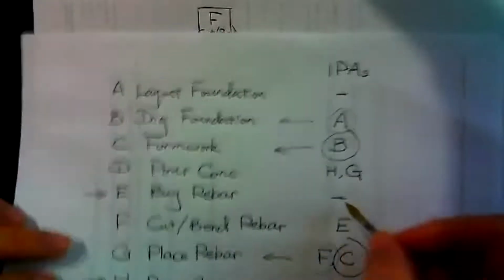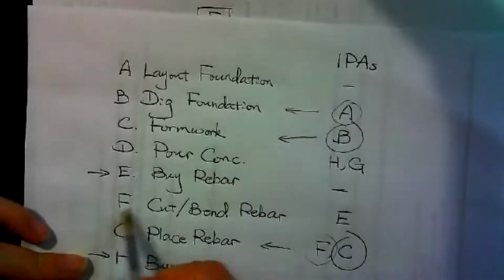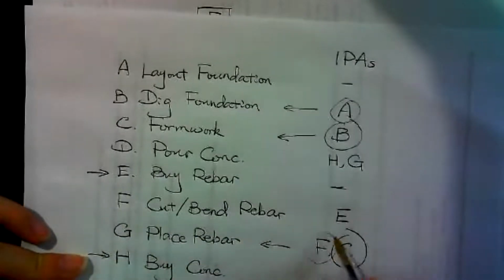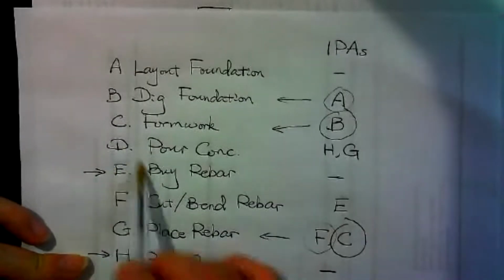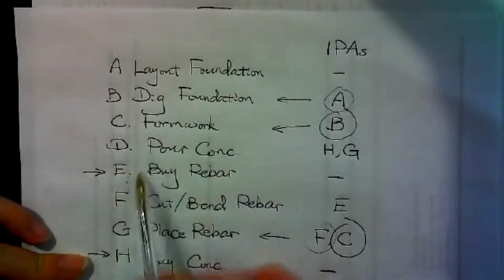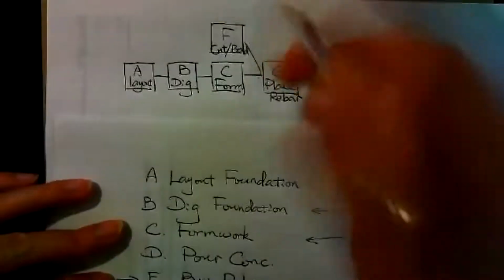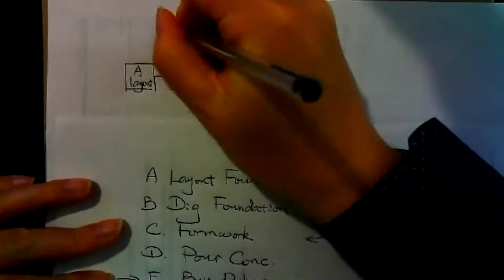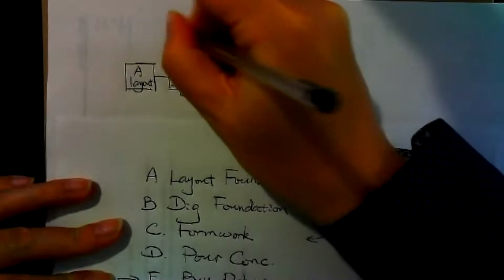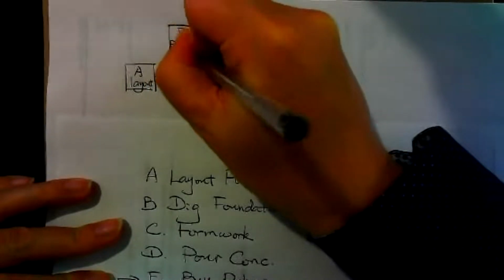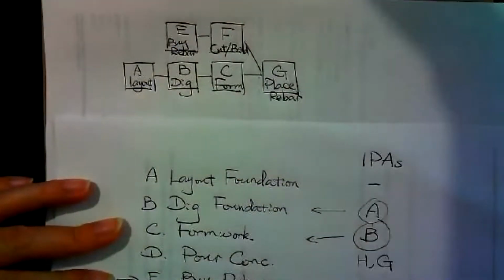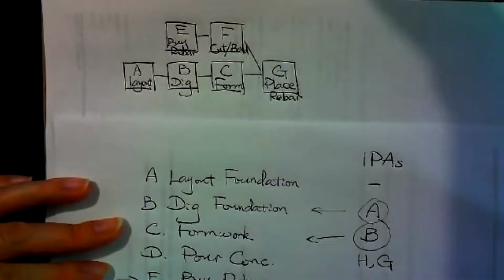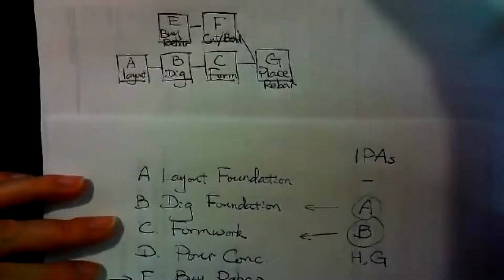And before F, this is F, before F is E. So E is before F, and with E, now we find another head. E is buy rebar. If you find the procurement activity, that means the second head you already found, okay? So that's E.